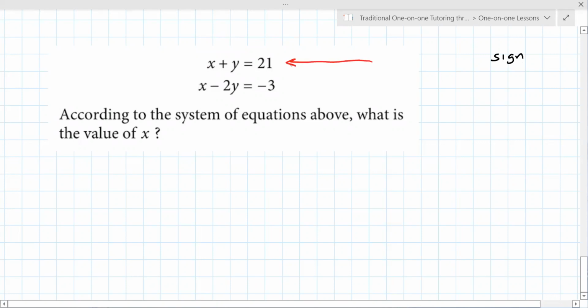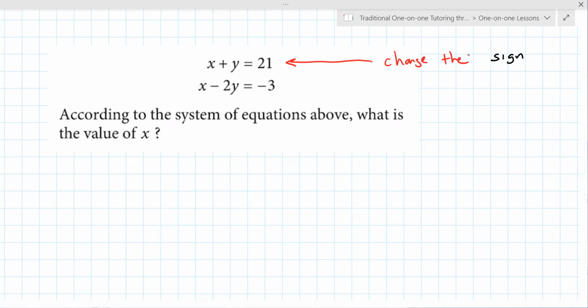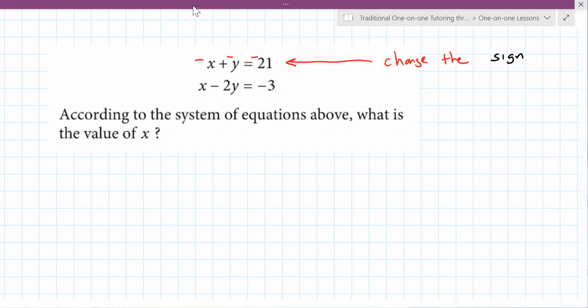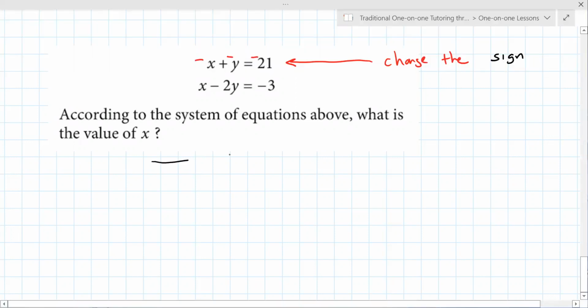So tell me what happens to this x when you change the sign. What happens to the x? What does it become? You change that into negative. That's right. How about the next term? Negative. Okay. And how about the next term? Negative. Okay. So now we're going to add these up vertically. I want you to add them up vertically and tell me what the result is down here, please.